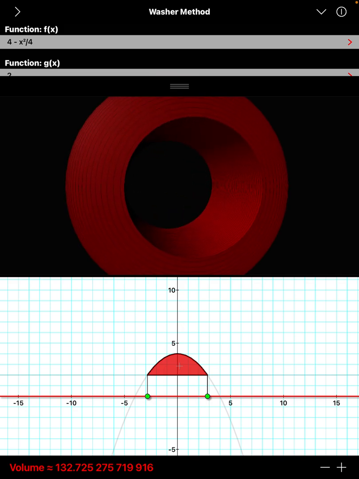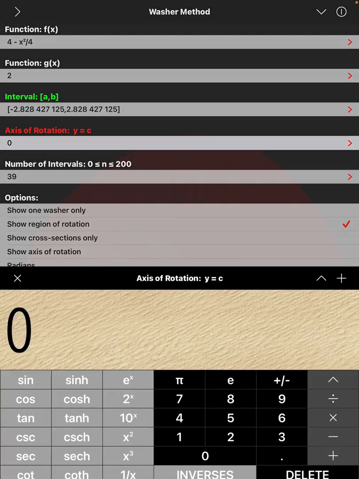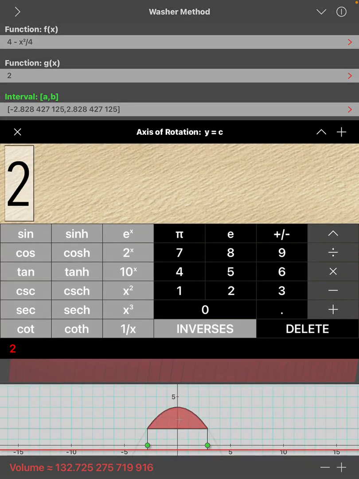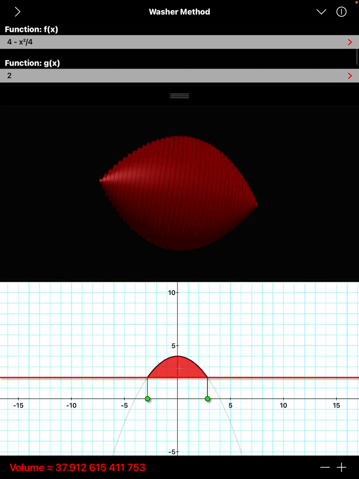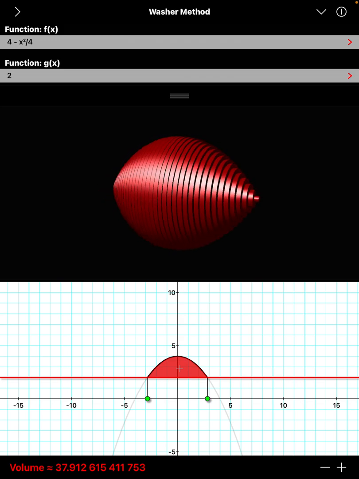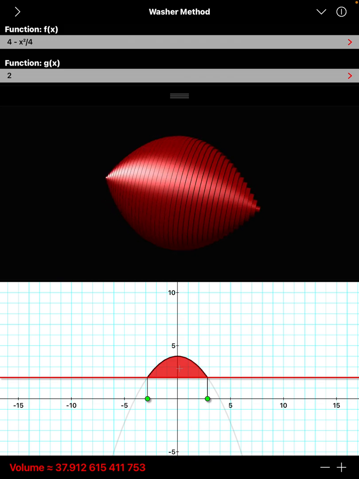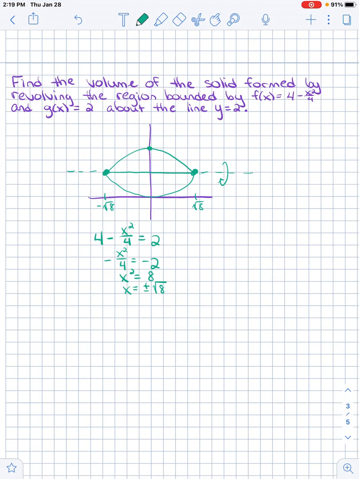All right. Now it's going to look a little bit more football-like. It's still cut off at the end, but you can kind of see, oh, I forgot, we're rotating around the wrong thing. We're rotating around the line y equals 2. That was a different experience. There's the football. There's the football I've been looking for. So that's the three-dimensional shape that is going to be created by rotating this around the line y equals 2.